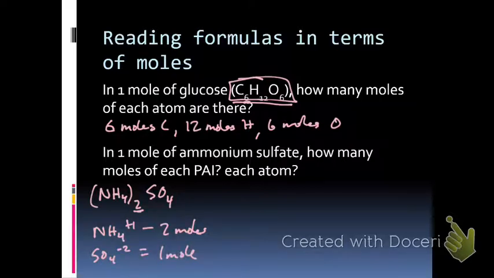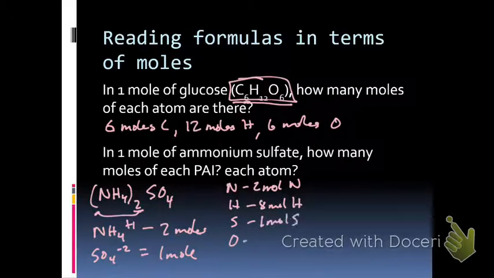What about each atom? There's nitrogen, hydrogen, sulfur, and oxygen. So I have 2 moles of nitrogen, because of the subscript there. I have 8 moles of hydrogen, and then I have 1 mole of sulfur and 4 moles of oxygen. So basically you can use the formula to figure out the ratio, or how many moles of each.